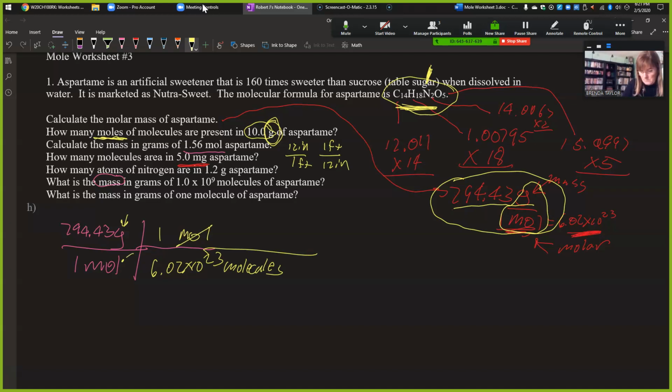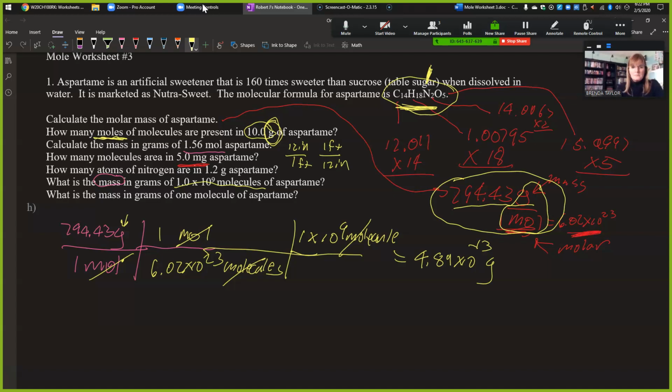Great. I got rid of my moles, but now I have this molecule thing. But that's okay because I was given molecules. I was given 1 times 10 to the 9th molecules. Oh God, this is going to be a really small number. So now molecules will cancel out. So 294.43 times 1E9 divided by 6.02E23. So this is 4.89 times 10 to the negative 13th grams.